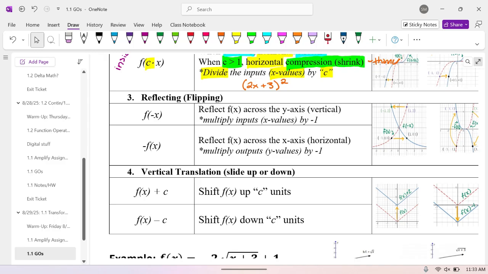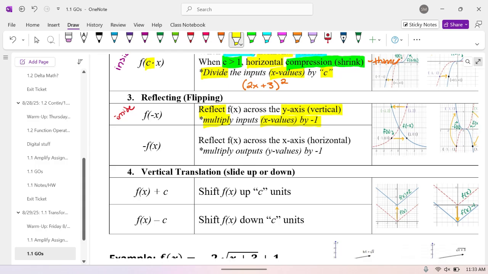So, first off, if your negative is inside the brackets being multiplied to the x, that means you are reflecting over the y-axis. Because what's happening is that the x values are changing, but the y's are staying the same. So you would multiply the x values by -1.